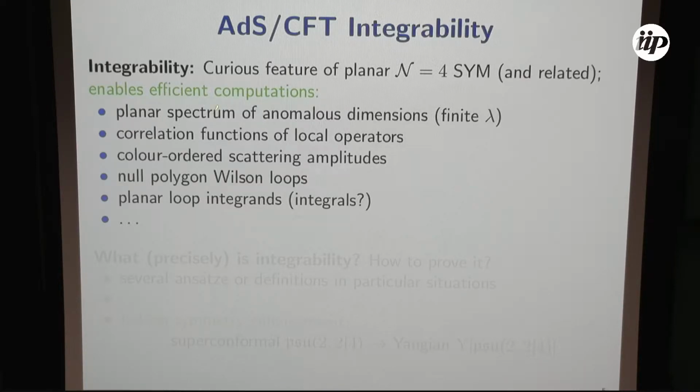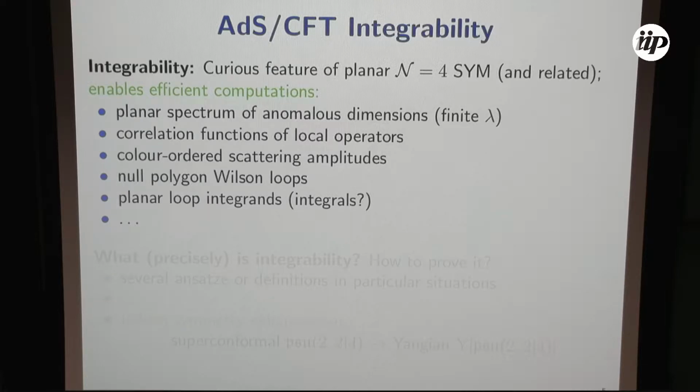And that's basically how this topic of integrability in N=4 super Yang-Mills has been used throughout the last 15 years or so. So prominent examples are that the planar spectrum of anomalous dimensions has been determined through integrable methods, not just perturbatively, but even by solving some integral equations at finite lambda. And more recent applications is that correlation functions of local operators are being computed rather efficiently. And another context is color-ordered scattering amplitudes.